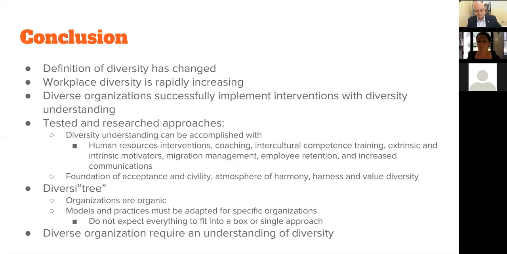Workplace diversity is rapidly increasing. As I noted, of course, that's from different geographic locations. That's from different people in the country already entering the workforce. And that's from the increase in personal identification. Also, diverse organizations are successfully implementing interventions with diversity understanding, which is the big thing that I've been talking about with acceptance and civility and communication.